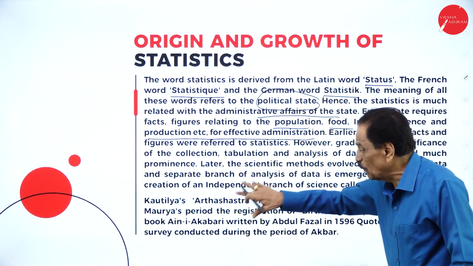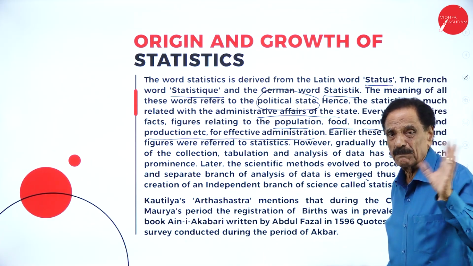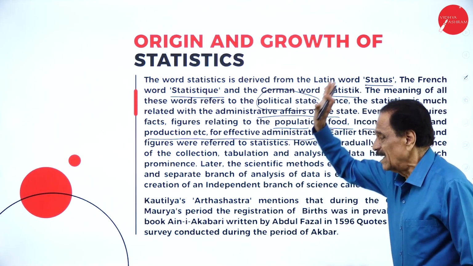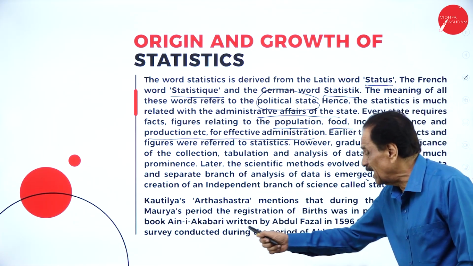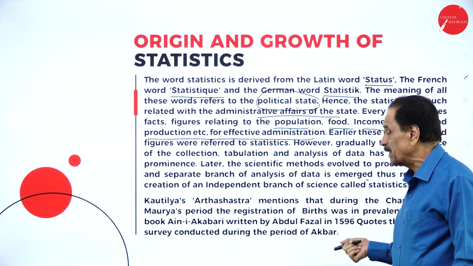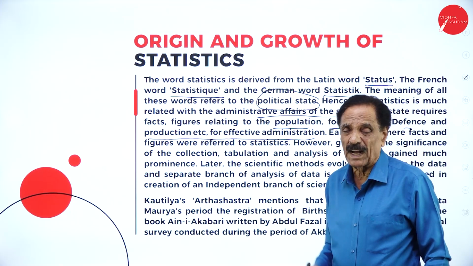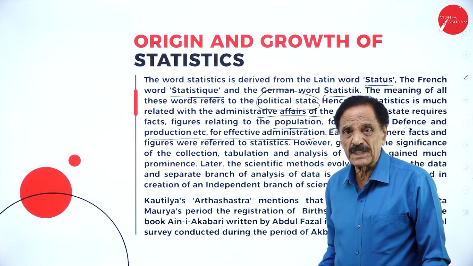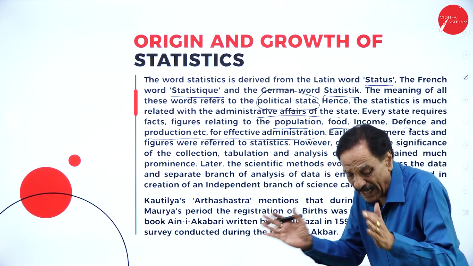In Chandragupta Maurya's time, Kautilya was a famous mathematician and administrator. He wrote about the facts and figures available in the country. Then even during the Akbar regime, books are available about the facts and figures of population, income, everything. It has grown in such a way that everything has been analyzed.